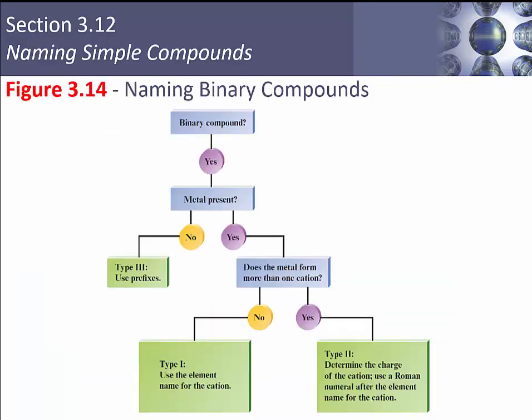Here's a flow chart for naming our binary compounds. First, is it a binary compound? Does it have a metal? If no, then it's type 3 and we have to use those prefixes. If yes, it has a metal, does that metal form more than one cation? If not, it's a simple case, and we just use the metal name for the cation. If it forms more than one cation, something like iron, which could be 2+ or 3+, you determine the charge and use Roman numerals to indicate what that charge is.